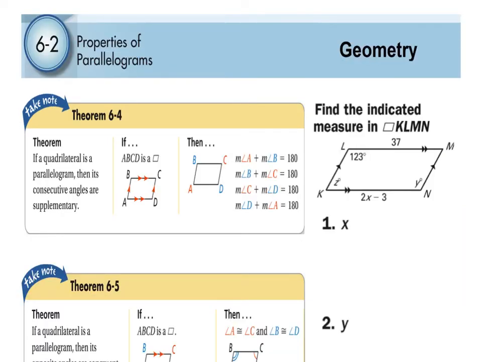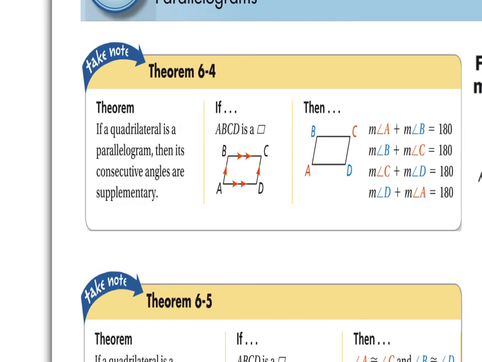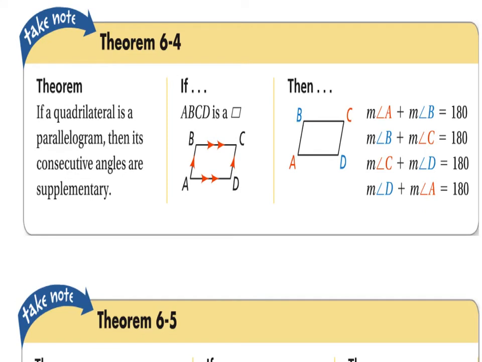Okay, theorem 6.4 says that if a quadrilateral is a parallelogram, then its consecutive angles are supplementary. In other words, their consecutive angles add up to 180 degrees. And you'll see here what they've given you. A and B are consecutive angles. They're right next to each other. They're going to add up to be 180 degrees.